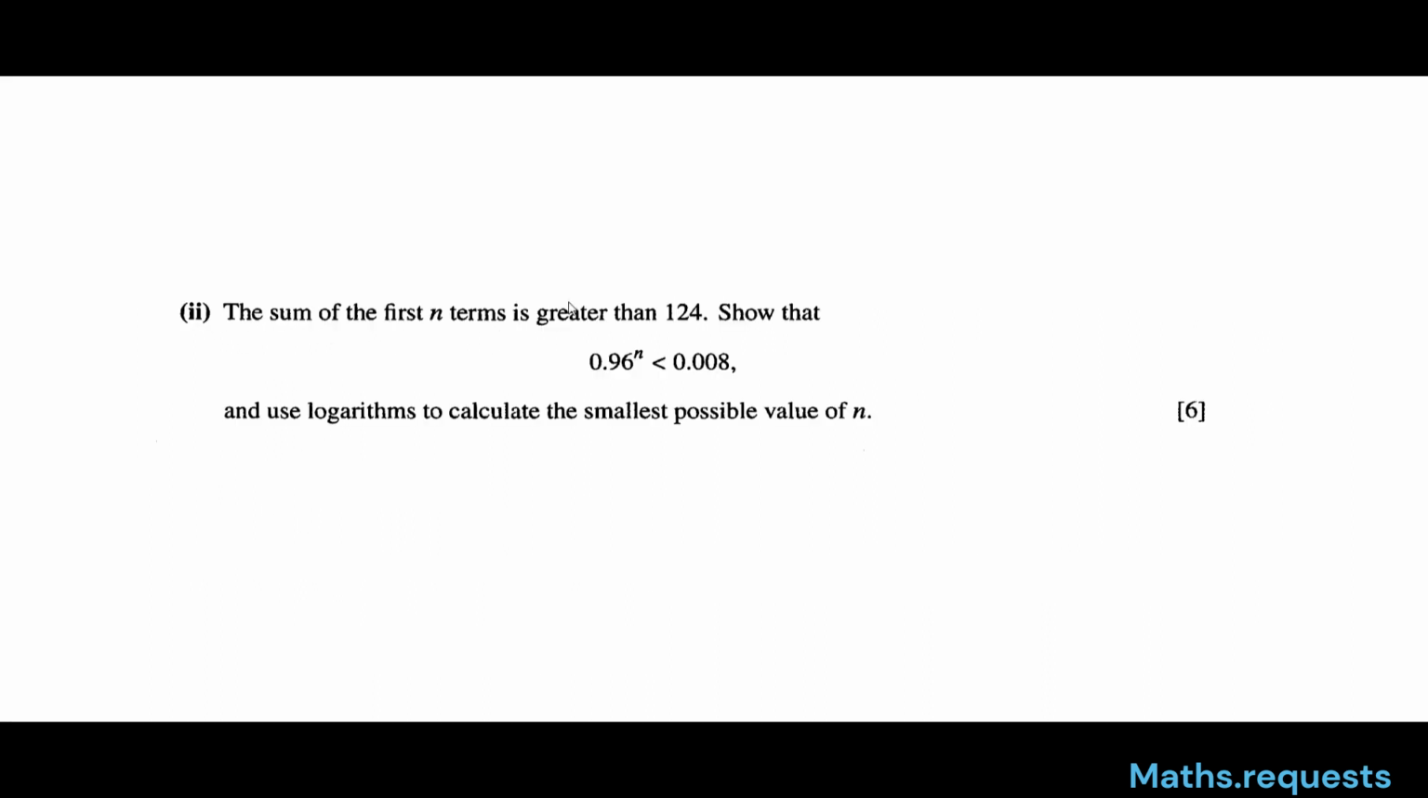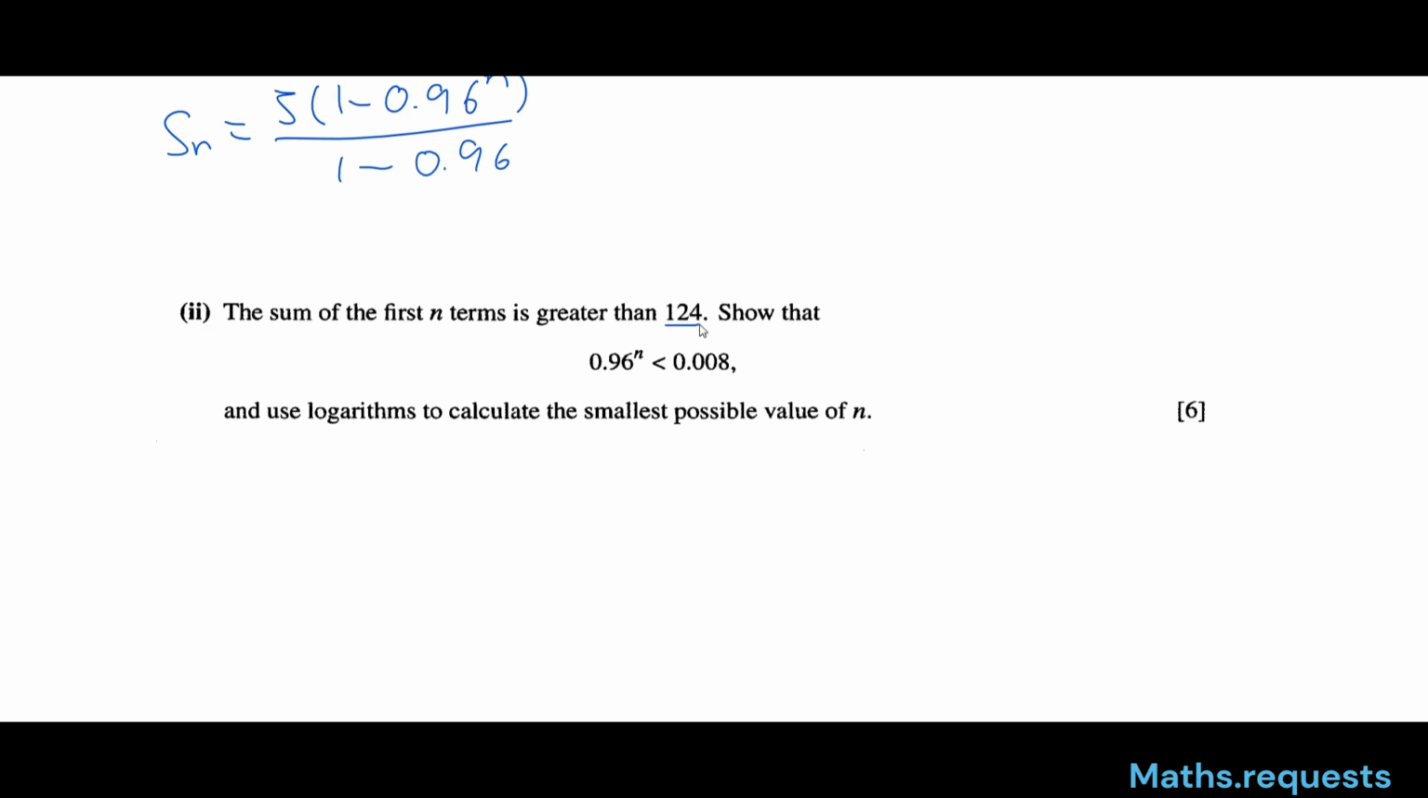Okay, so part 2: the sum of the first n terms is greater than 124. Show that 0.96 to the power of n is less than 0.008, and use logarithms to calculate the smallest possible value of n. The sum of n is going to be the first term, which is 5, times 1 minus the common ratio, which is 0.96, to the power of n, over 1 minus 0.96.